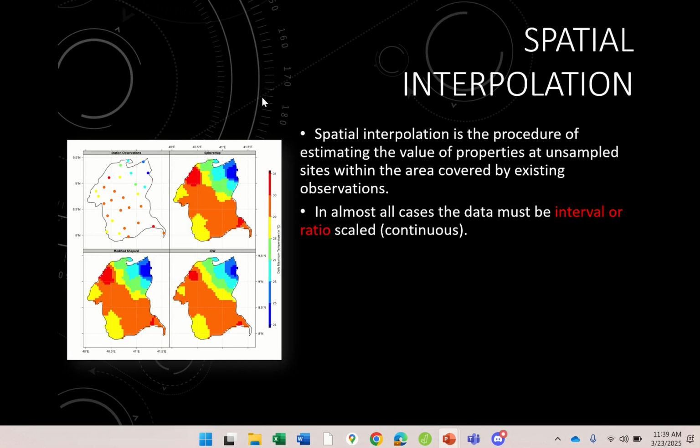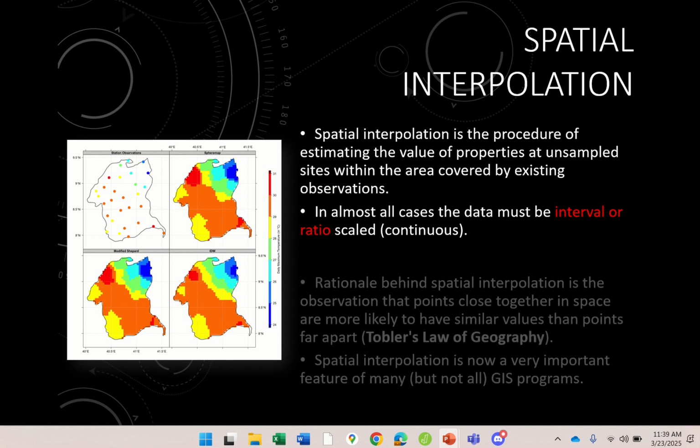So where we apply spatial interpolation, we're dealing mostly with interval or ratio data. We're not looking at nominal or ordinal data in this case. We're applying spatial interpolation to continuous data, data that has value along a scale. So it's interval or ratio data that we're going to be using to spatially interpolate some variable.